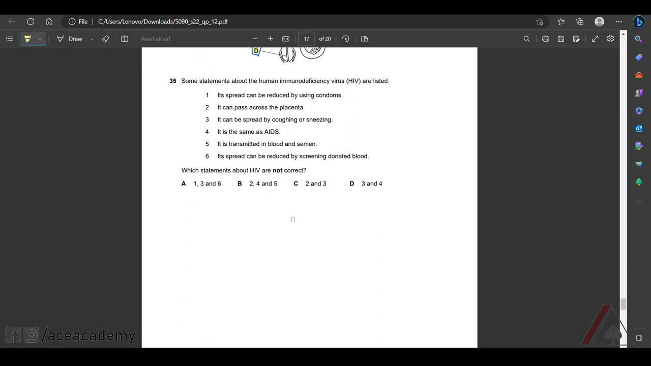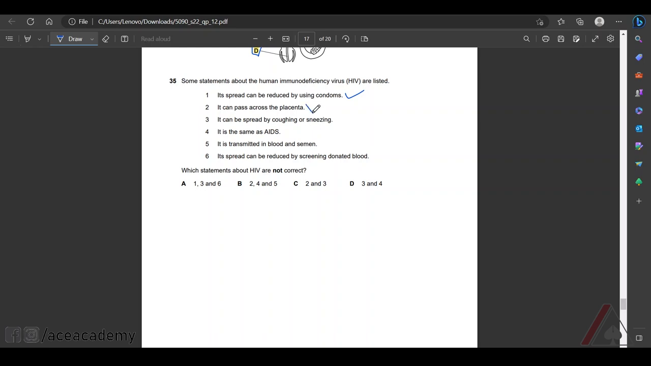Moving on to number 35. Some statements about the human immunodeficiency virus, HIV, are listed. Which statements about HIV are not correct? So we'll run through these statements and I'll say if they're correct or not. Its spread can be reduced by using condoms. Yes, that is correct.